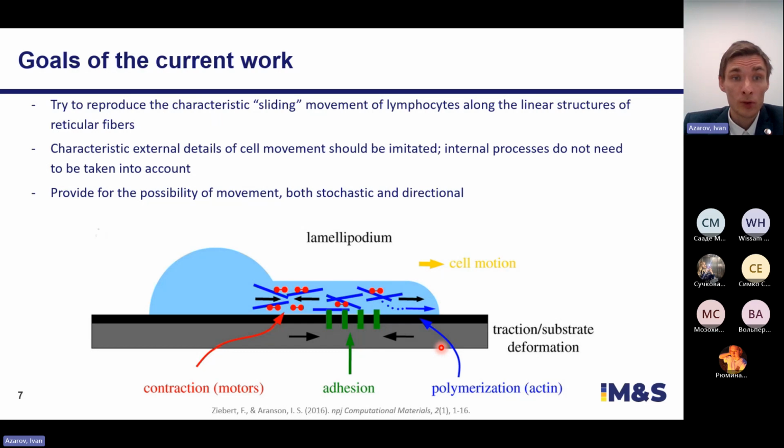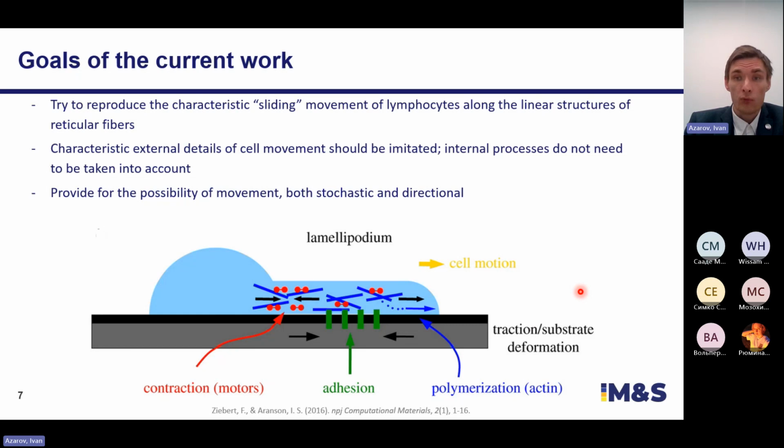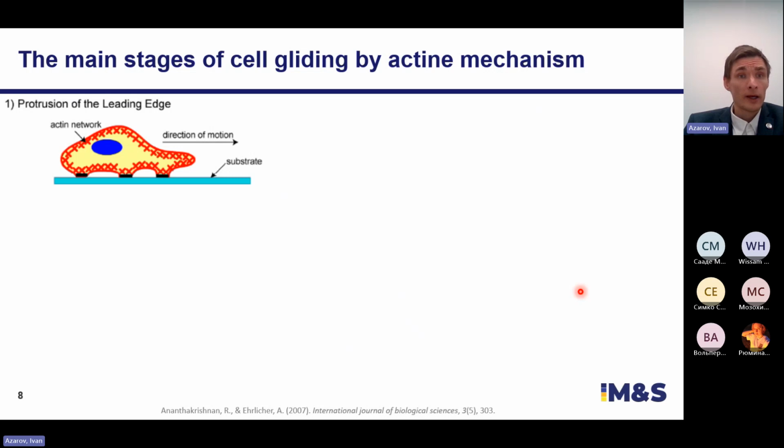Well, and of course, this model has to reproduce both stochastic and directional types of motion. And on the next slide, you can see the main stages of cell gliding by this cytoskeletal mechanism using actin proteins.